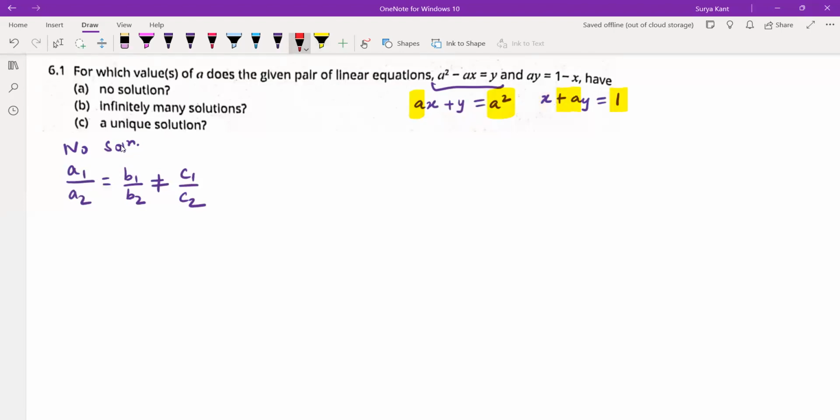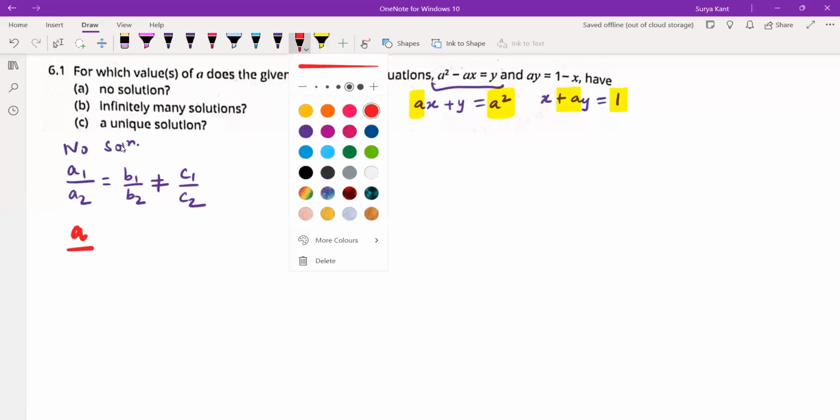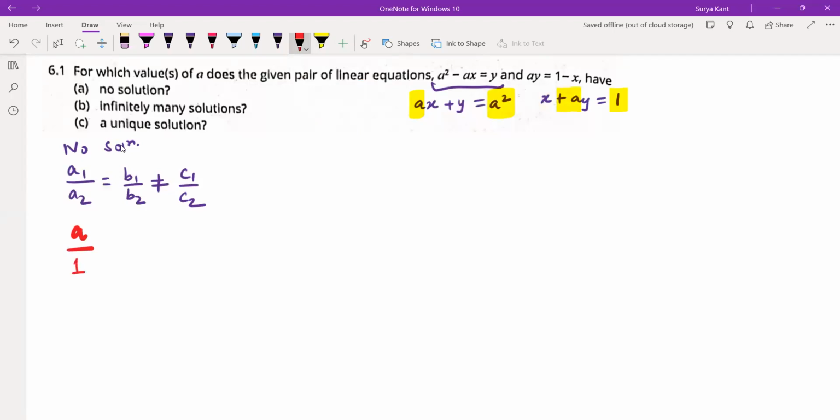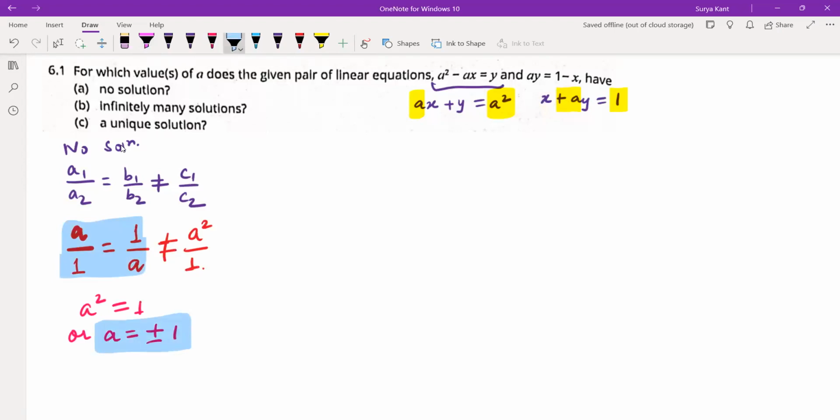So for no solution, b1 by b2 should not be equal to c1 by c2. So what is the answer for the first one? a divided by 1 is equal to 1 divided by a, is not equal to a square divided by 1, correct? So mainly we have to choose this part only. It means a square should be equal to 1, or we can say a should be equal to plus or minus 1. So this is the condition for no solution: a should be plus or minus 1.